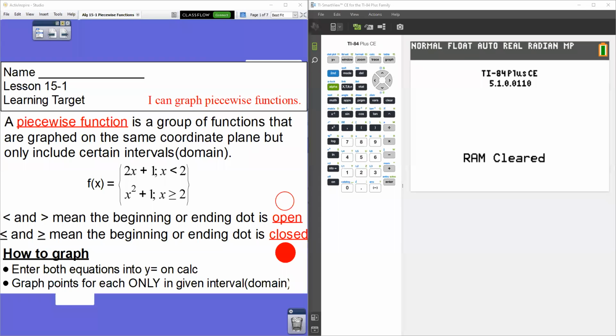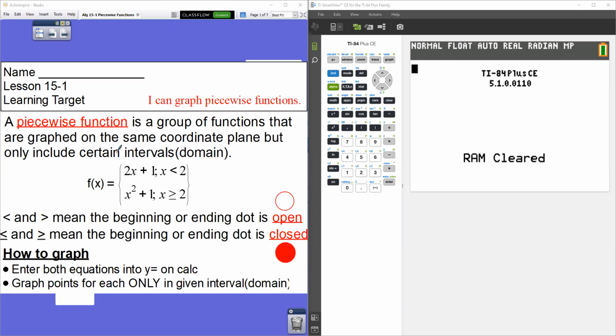This is lesson 15-1. What we're starting today in this chapter is graphing piecewise functions. Now, it's been many months since we talked about what a piecewise function is. Back in September, we learned that a piecewise function is a group of functions that are graphed on the same coordinate plane, but only include certain intervals.